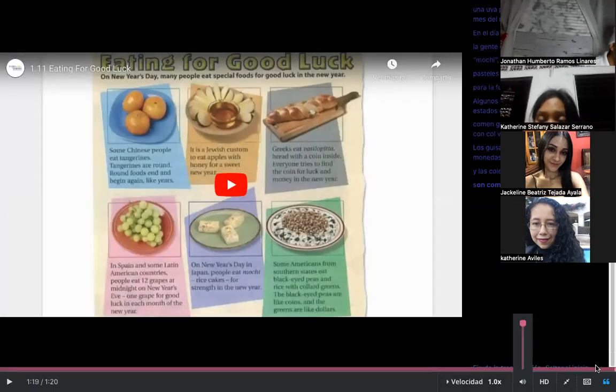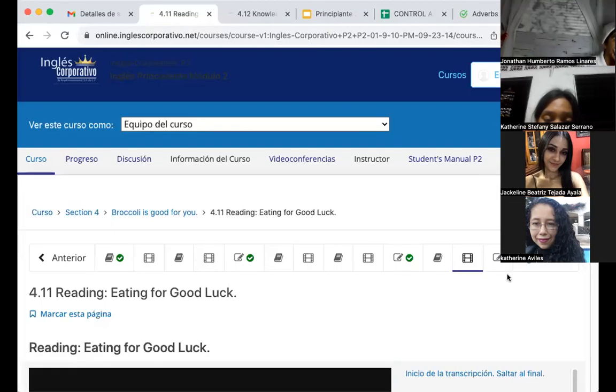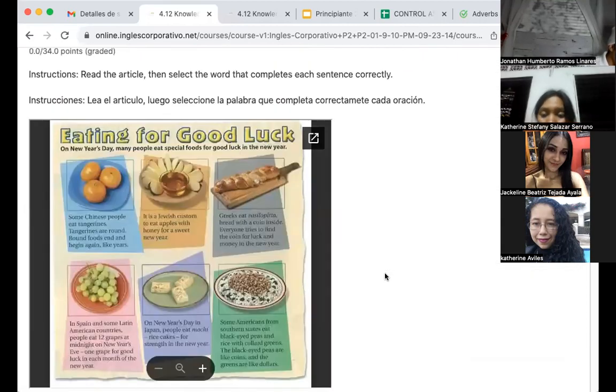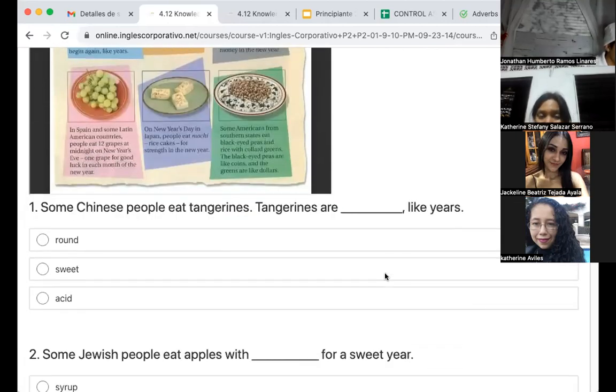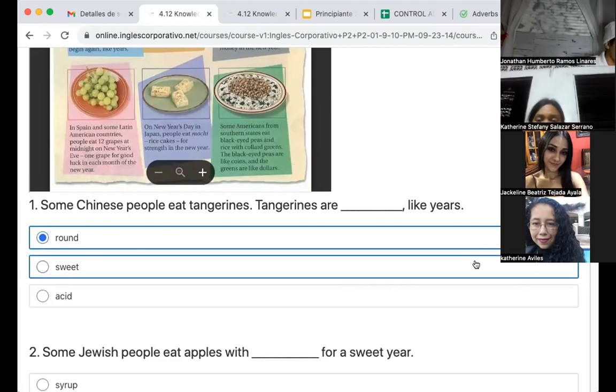Okay. Read and select the word that completes each sentence. Some Chinese people eat tangerines. Tangerines are round, sweet, or acid? Round. Yes. Okay. Round, like years.